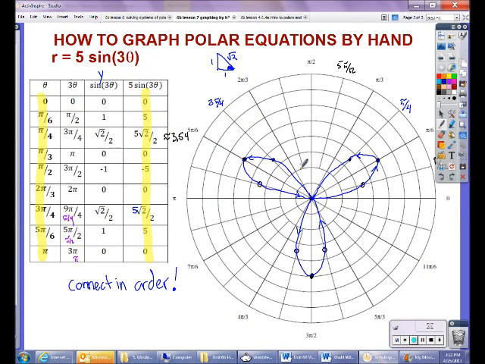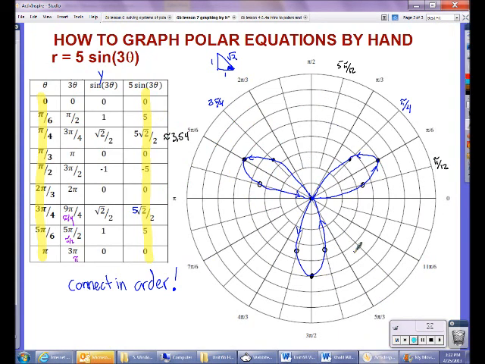I hope that you were able to follow along today and get this lovely graph so that you'll be ready to go for our groups tomorrow. Practice your special triangles.